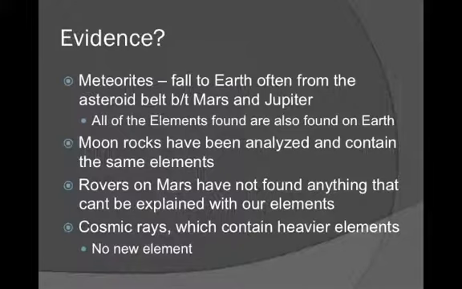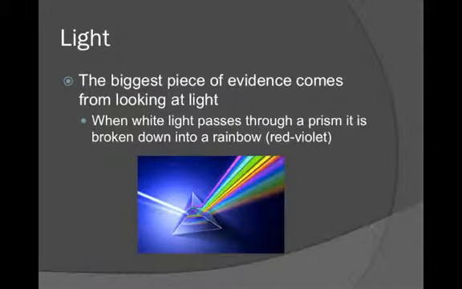All right, so we're going to spend a lot of time talking about light, talking about this last thing, the cosmic rays. So first of all, the biggest piece of evidence comes from looking at light. Okay, we can see light, correct? Do we have to travel to the other planets to observe and test light? No, we can see it. We can study it right here. We don't have to go anywhere.